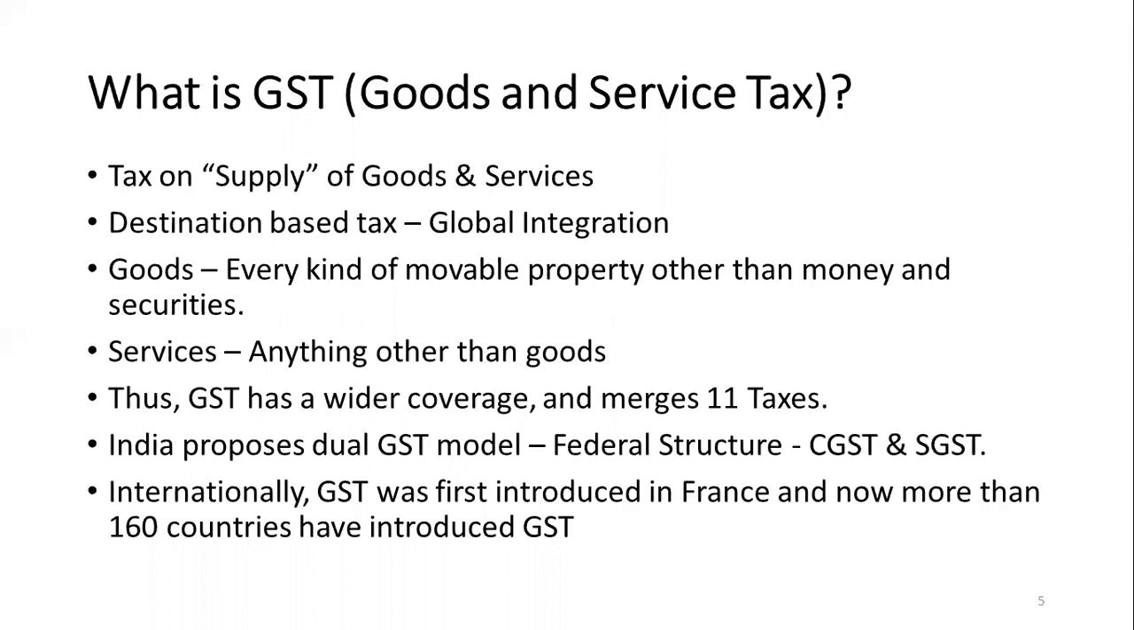Now, there are three types of GST. We can say it's a dual GST model, which is also a federal structure, with CGST and SGST. The full form of CGST is Central Goods and Service Tax, which is part of the revenue of the central government. And the second is SGST, the State Goods and Service Tax, for the state government. Internationally, GST was first introduced in France, and now more than 160 countries have introduced GST.